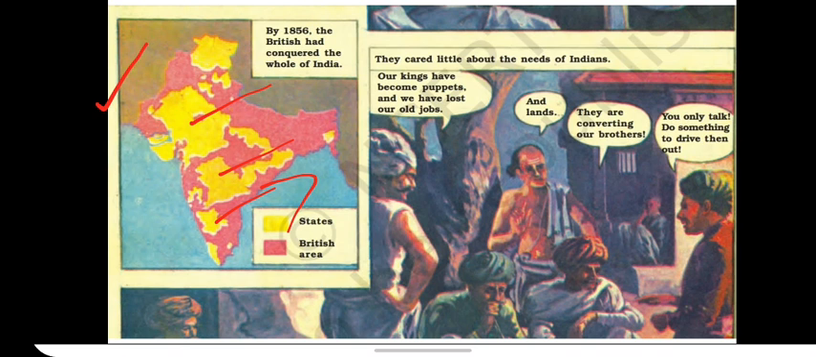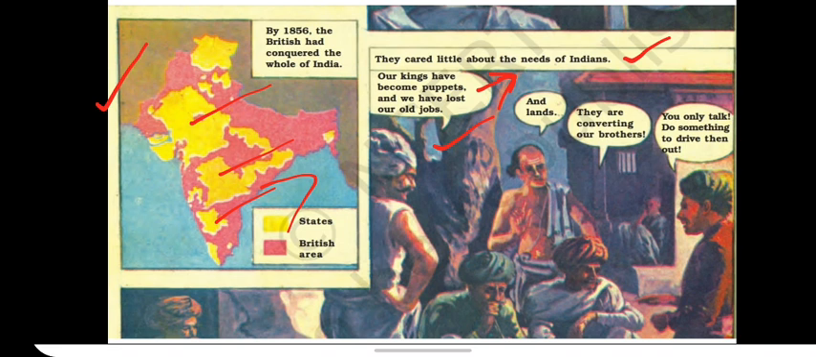They cared little about the needs of Indians. So who cared little about the needs of Indians? The Britishers. Our kings have become puppets, and we have lost our old jobs. We have lost our jobs and lands. They are converting our brothers. You only talk, do something to drive them away, right? Drive them away.